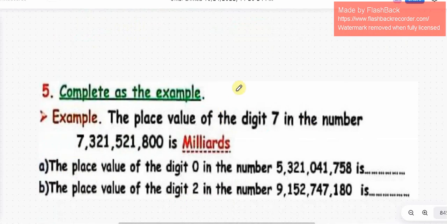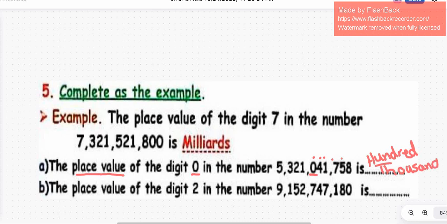Complete as example the place value of the digit 0 in this number. Where is 0? It's here. When I ask you about the place value, I want from you the place name, not a number. Ones, tens, hundreds, thousands, 10,000, 100,000. So this place is 100,000.